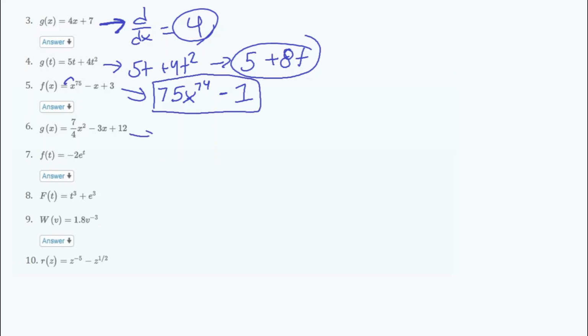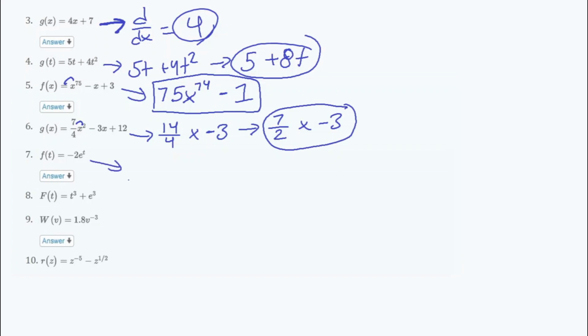And number 6 is going to be 7 over 4x squared minus 3x plus 12. If we find the derivative, the 2 is going to multiply into this fraction. So we're going to have 14 over 4x minus 3. And we can simplify the fraction. So we're going to have 7 over 2x minus 3. And that's going to be our derivative.